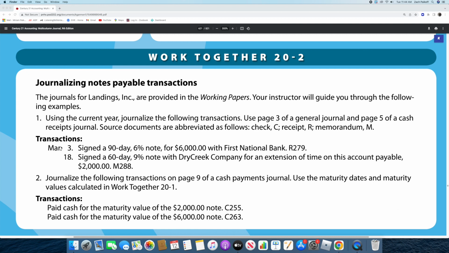Alright, so as you can see here, we are given two transactions, and they are dated on March 3rd and 18th. And number 2 is asking us to journalize the following transactions on page 9 of a cash payments journal. Use the maturity dates and maturity values calculated in Work Together 20-1. Okay, so as you can see here, we are given two transactions. Alright, so now that I've read over the instructions, let's jump right into the 20-2 work together.